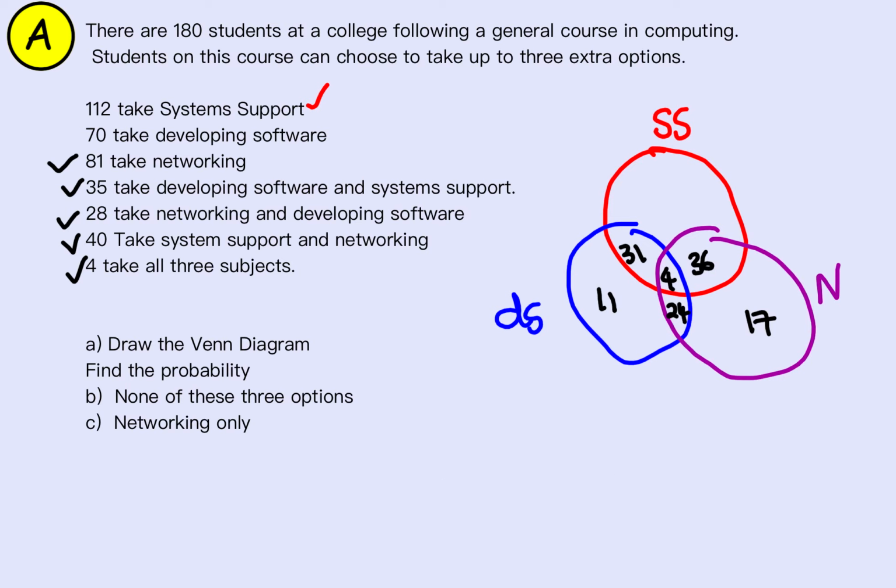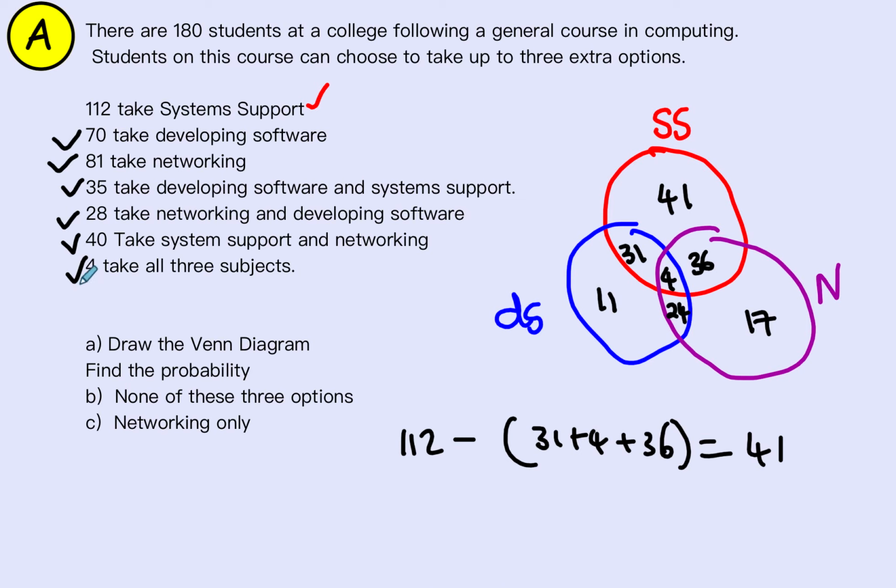Okay, so now you've filled up that part of your Venn diagram. You can try and extract the last piece of information. Now, 112 take up system support. 112 is this space. So you do 112, excluding these three regions. So I'm going to take away 31 and 4 and 36, and that should give me 41. So this is 41.